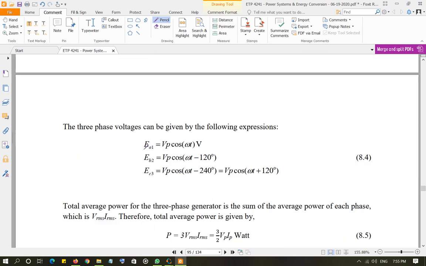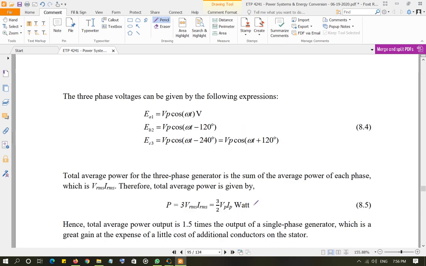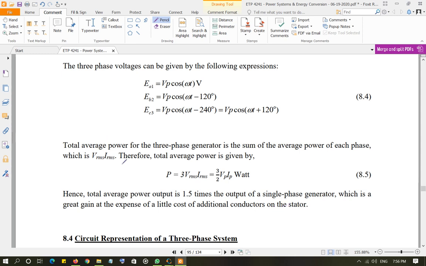The time domain equations for each phase: V peak cosine omega t for phase A, V peak cosine omega t minus 120 for phase B, lagging phase A by 120 degrees, and for phase C, V peak cosine omega t minus 240, which we can also write as cosine omega t plus 120 degrees if we go counterclockwise instead of clockwise. The total active power or average power is 3 times the single phase power, 3 times Vrms Irms, or 3 by 2, 1.5 times V peak I peak. In the next video we're going to look at how to represent the circuit of a three-phase system.